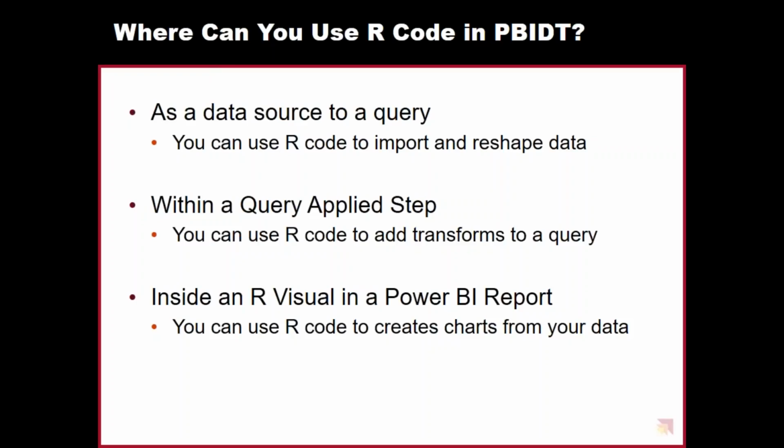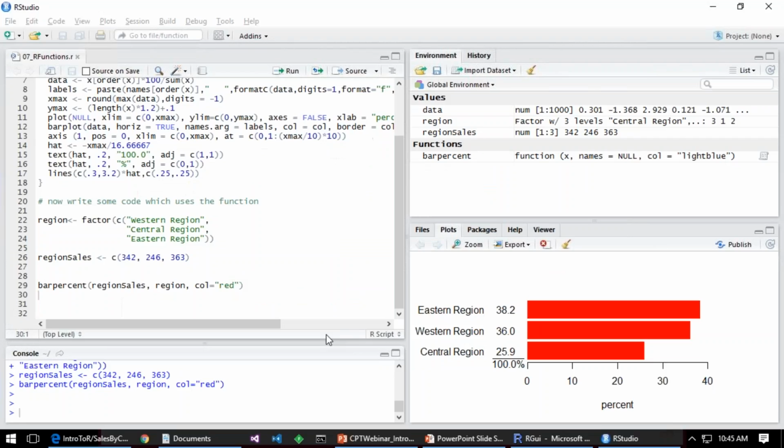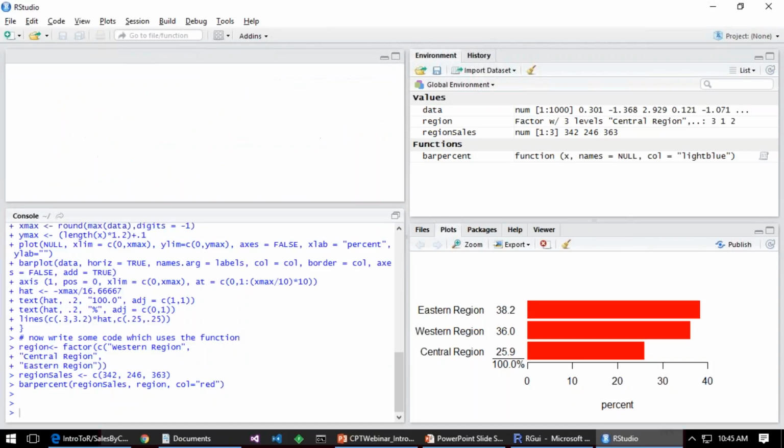You can also, if you have a query that's pulling data from anywhere, add an R script as a single applied step in the query to do any type of arbitrary transform. And then the big ticket item is that you can create something called an R visual. So we want to see how all those things work. Let's start with R code as a data source. What I would recommend is you still begin with RStudio.